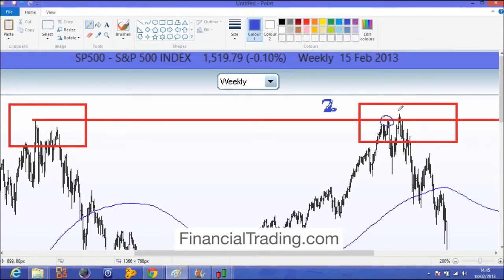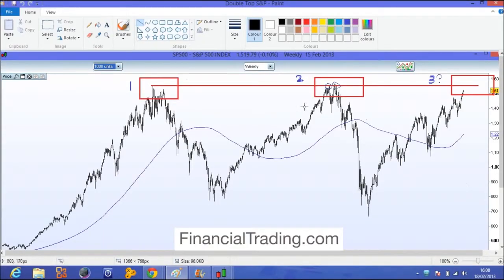It has a go at resistance, that red line. It backs away and then has another go. That is just throwing it in your face. Look at me, I'm a double top, sell me. That's what it's saying, and look what happened afterwards. This is the biggest crash of our lifetimes after that double top.